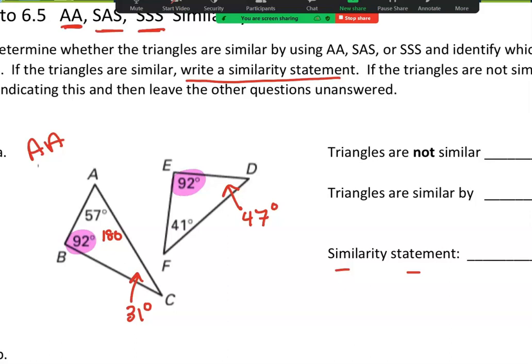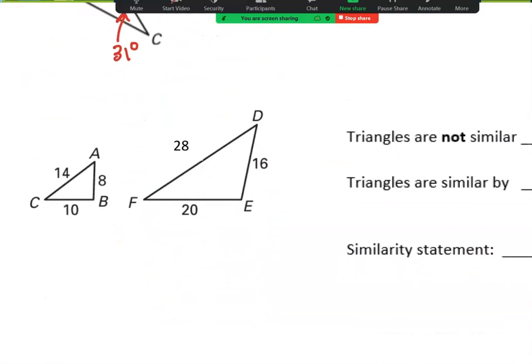And you should be saying, no, I don't. Since you don't, you can't use angle-angle similarity. That's your only option. So we're going to check triangles are not similar, and then we don't write anything here or here. Okay? Move on to the next one.